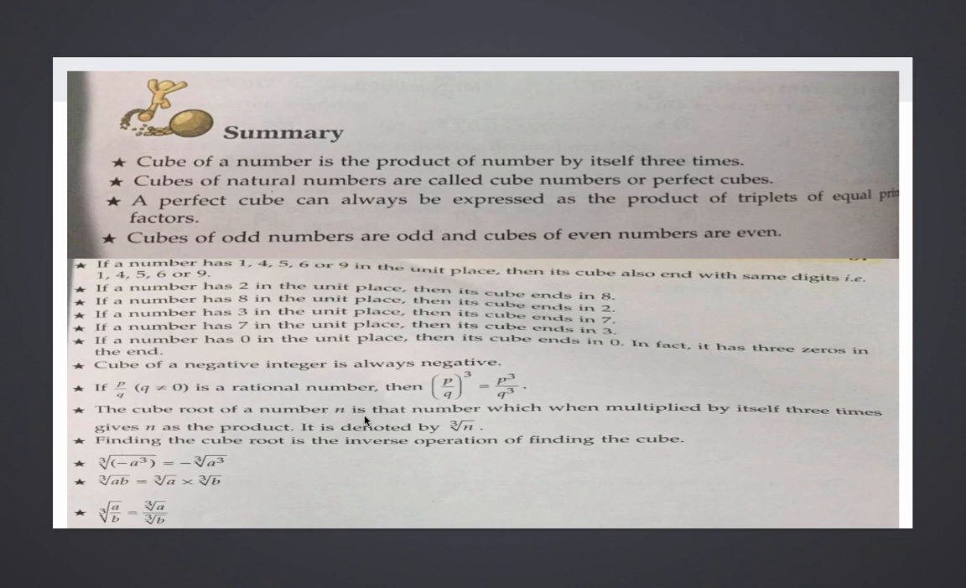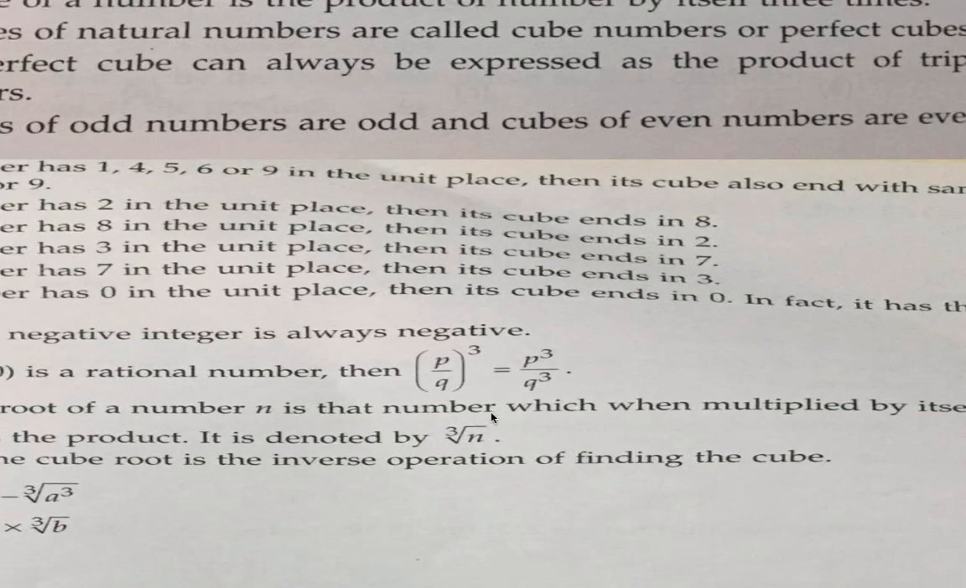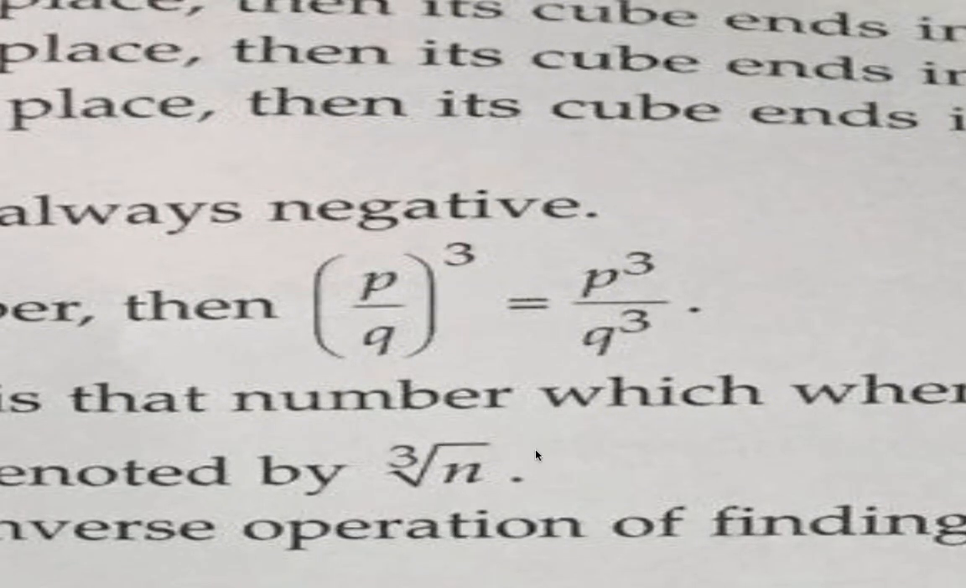The cube root of a number n is that number which when multiplied by itself 3 times gives n as the product. It is denoted by this sign. For square root, this is the sign. So for cube root we have to write 3 here. This is important. Pay attention very clearly. Here you need to write the square root sign only: square root of 2, square root of 4, square root of 64, like that. And if I write 3 here, then this is read as cube root. This is 3 and this is root. So, cube root.